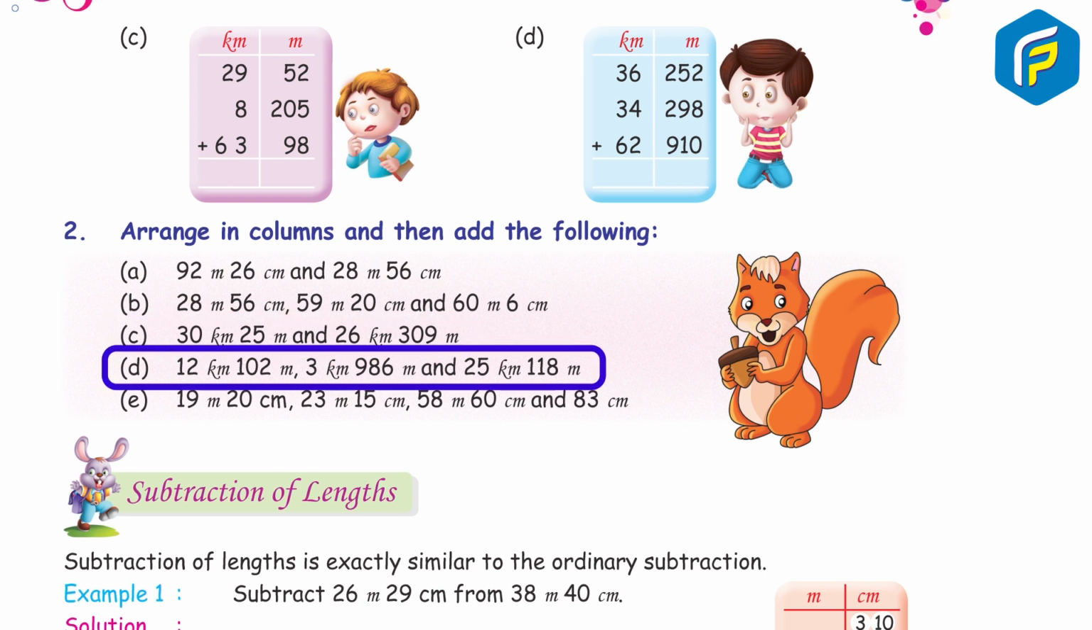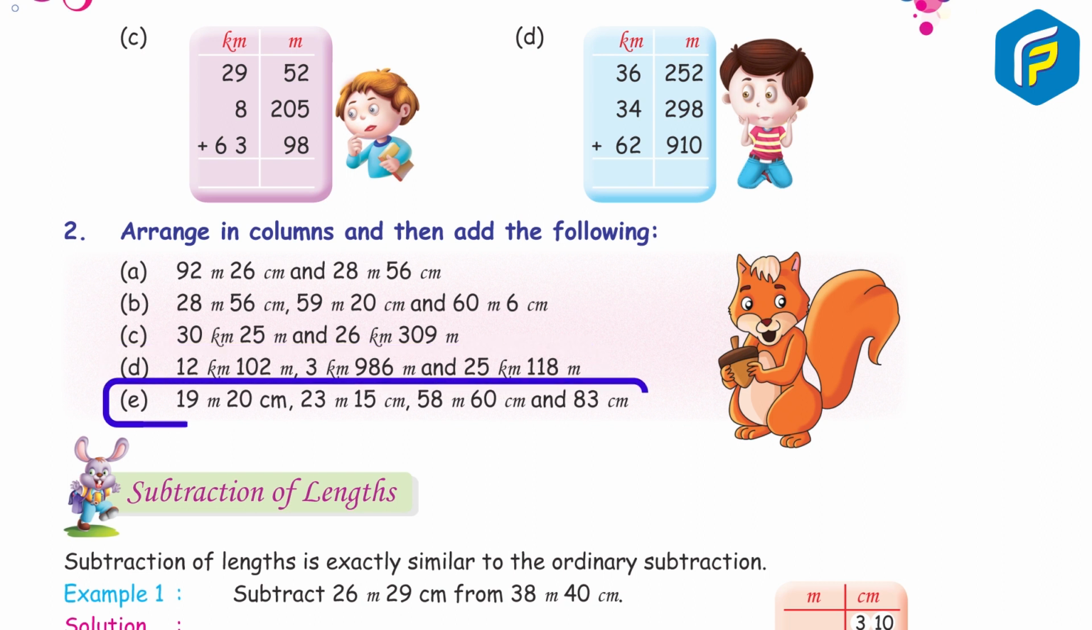D. 12 kilometer 102 meter, 3 kilometer 986 meter and 25 kilometer 118 meter. Answer: 50 kilometer 1206 meter. E. 19 meter 20 centimeter, 23 meter 15 centimeter, 60 meter and 83 centimeter. Answer: 48 kilometer 178 meter.